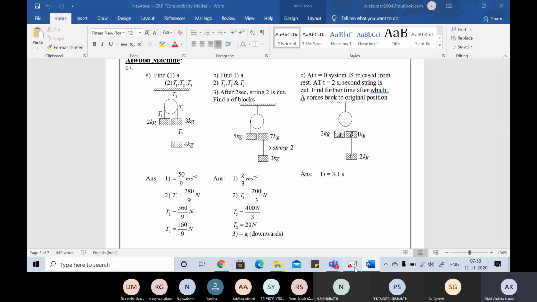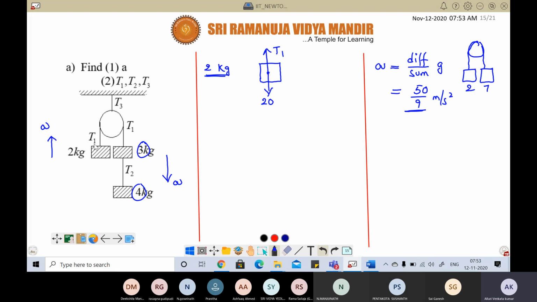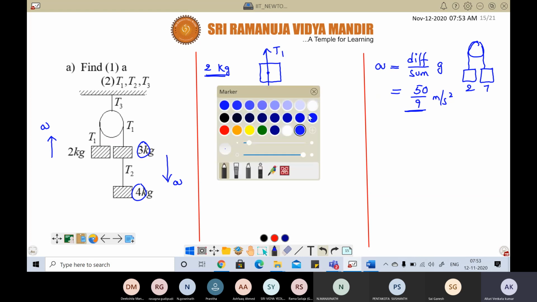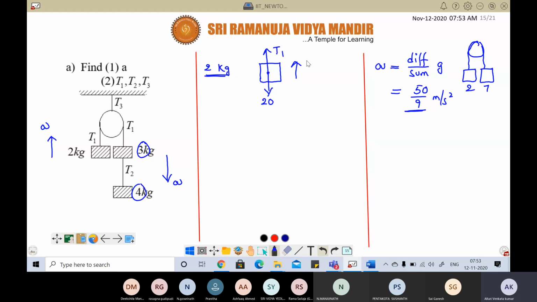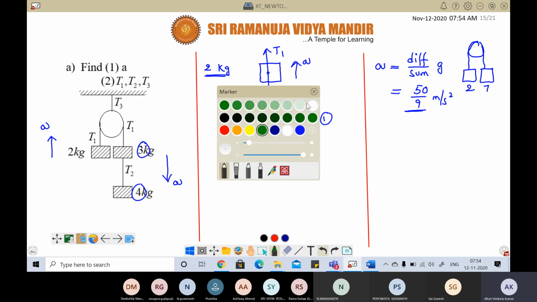But for calculating tensions, you have to draw the free body diagrams. For calculating the tensions, you have to draw the individual free body diagrams. So now let us see here. This one is going upwards with an acceleration a. So the equation is: T1 minus 20 is equal to 2a. Equation number 1.